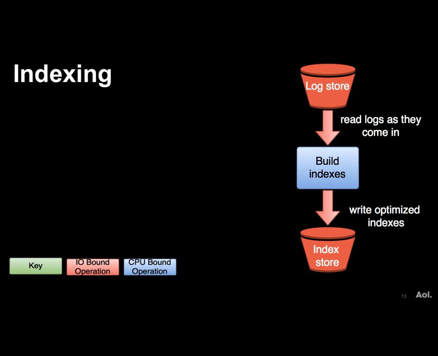Algorithmically, at a high level, an indexer is pretty straightforward. You read data in from a log store. Once it's in memory, you convert it into a form more amenable to fast querying, and once you've done that, you write your indexes out to a store. The challenge for us isn't the algorithm, it's the scale.